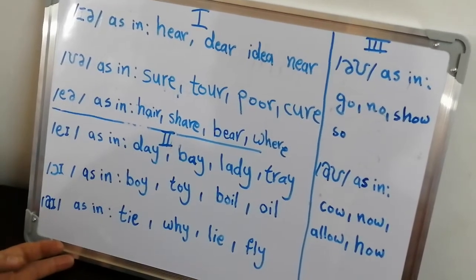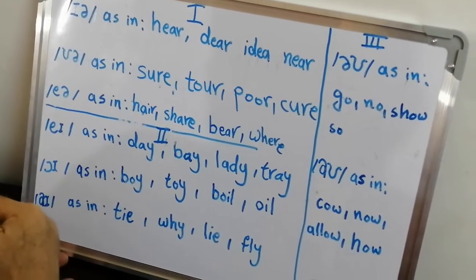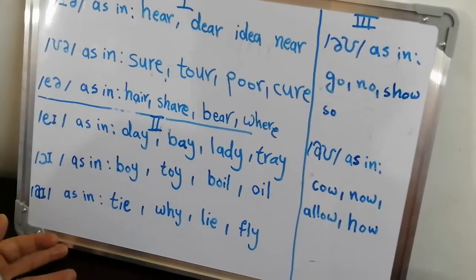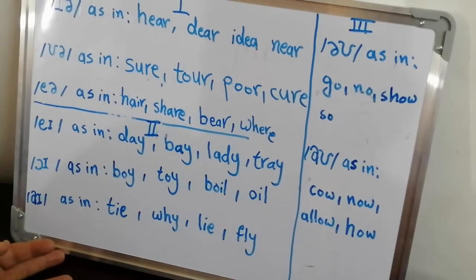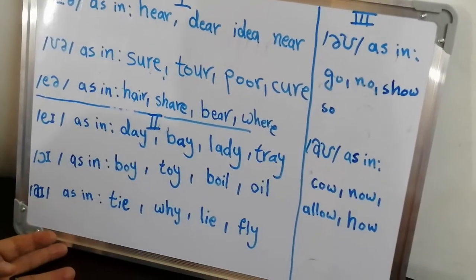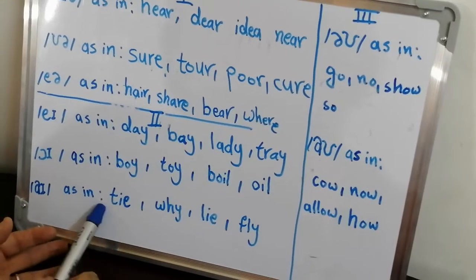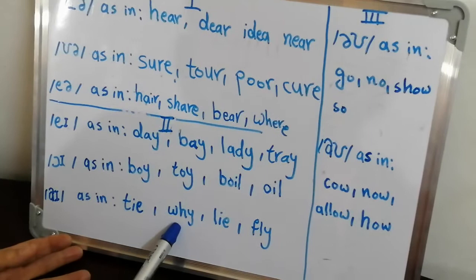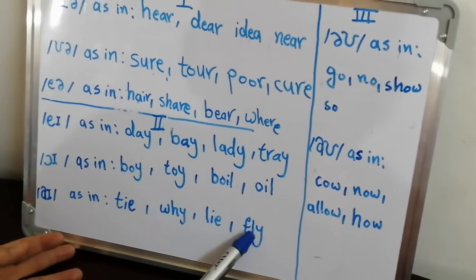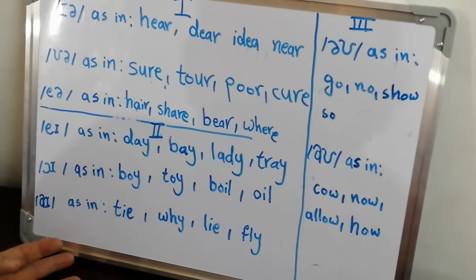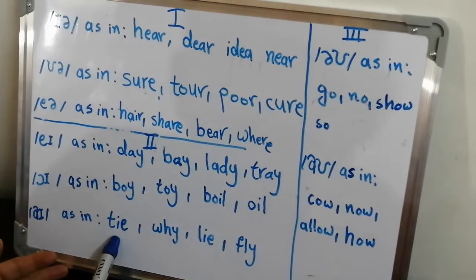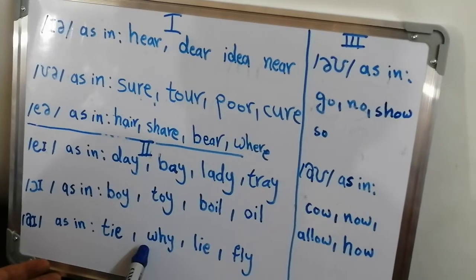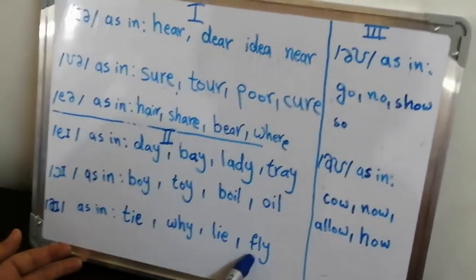This is boy. When you remember the word boy, you remember this vowel sound. The third vowel sound is similar to the first two, because it also ends in "ee." You find it in the words tie, why, lie, and fly. It is pronounced "eye."